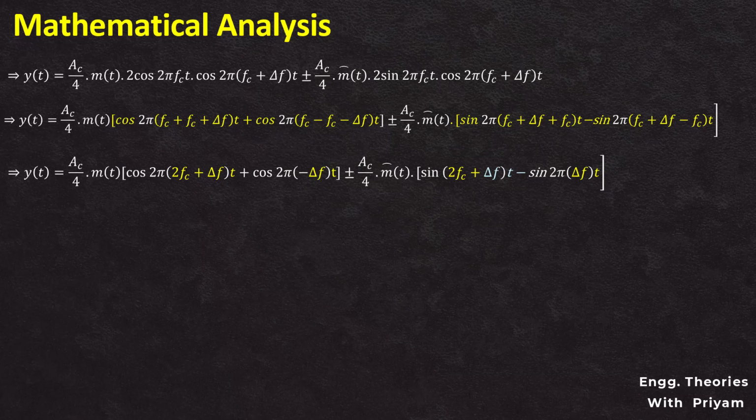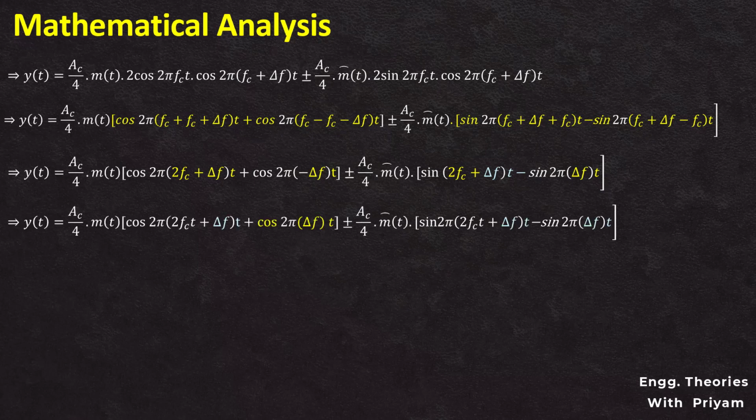Now we know that cos(-theta) is equal to cos theta. If we apply this formula in this equation, then cos 2 pi minus del f into t will become cos 2 pi del f into t. Now we need to multiply AC by 4 into mt with both the terms.